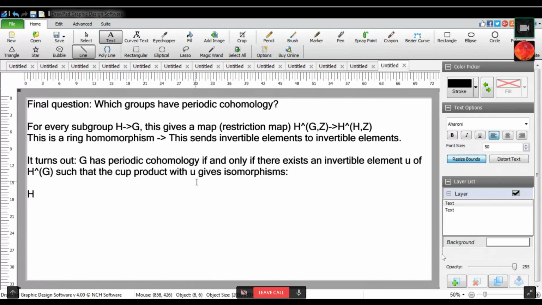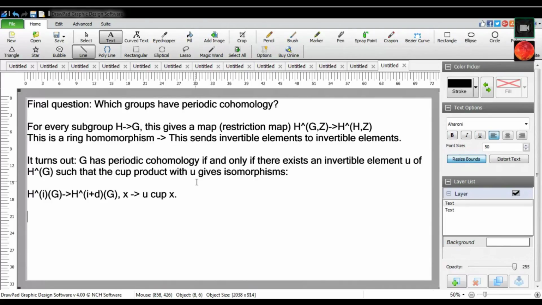We have some map from the ith Tate cohomology of G, and this goes into the (i plus d)th Tate cohomology of G. And this map is given by sending some x to U cup x. And these are all isomorphisms.